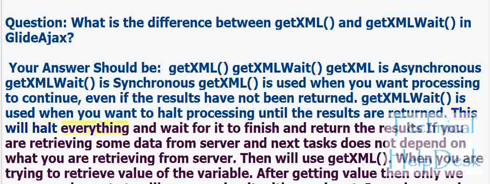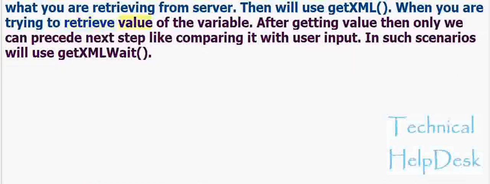This will halt everything and wait for it to finish and return the results. If you are retrieving some data from the server and the next tasks do not depend on what you are retrieving, then we'll use getXML. When you are trying to retrieve the value of a variable, after getting the value, only then can we proceed to the next step, like comparing it with user input. In such scenarios we'll use getXMLWait.